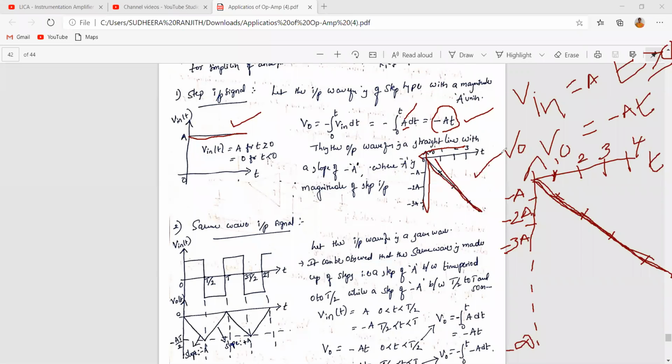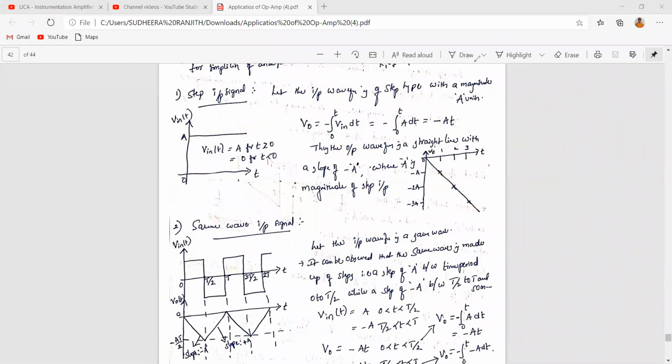If you apply step input to your integrator, what is the type of output signal you are getting? Tell me. Straight line. Negative ramp signal. Ramp signal. So since it is an inverting integrator, we are getting a negative ramp. Is it clear for step input? Is it clear, all of you?